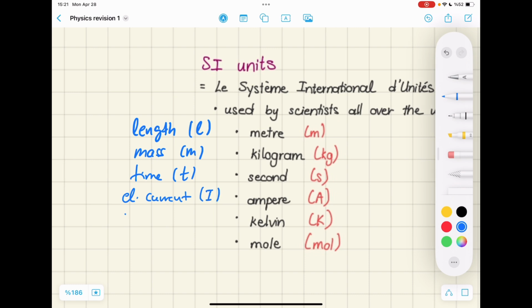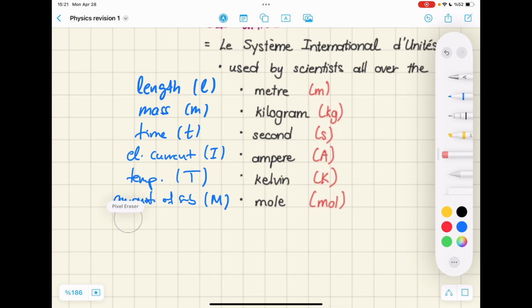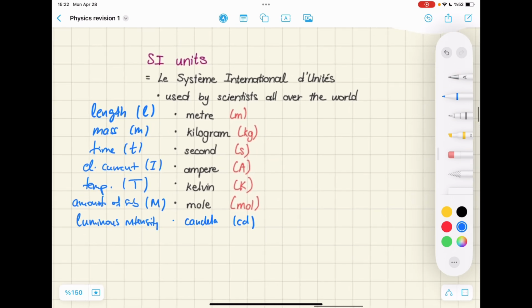And then Kelvin, which is temperature. This is absolute temperature, which is big T. Mole, which is amount of substance, which is big M. And of course here also we would usually add luminous intensity, which is candela, CD.